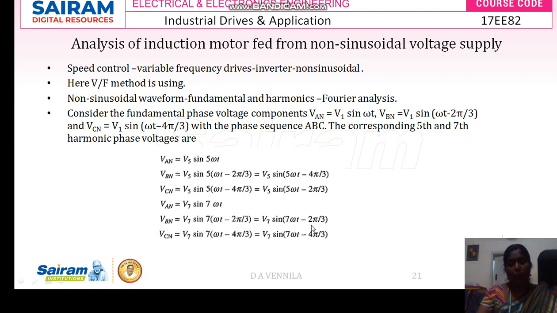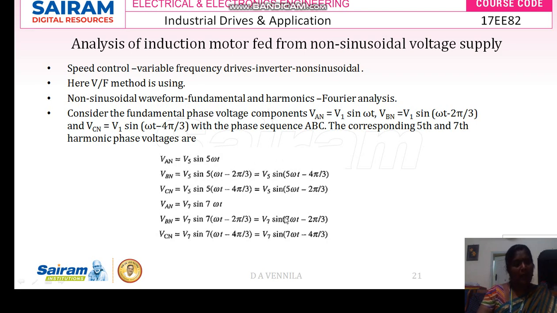So what you need to do, minus 120 into 7 plus 360 degree in order to get to minus 2 pi by 3. So you have to keep on multiplying 7 into minus 120 and keep on adding 360 degree in order to get this minus 2 pi by 3. That is the trial and error method you have to do, and you are going to bring it to these conditions like your fundamental phase voltage components.